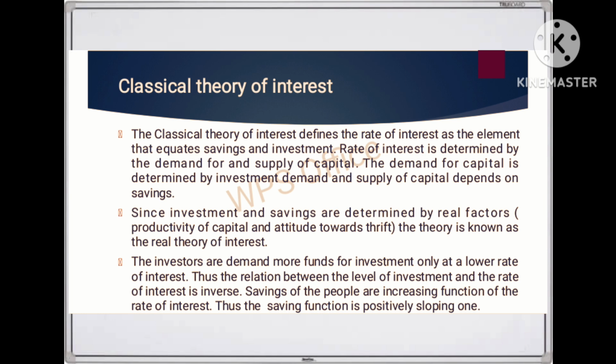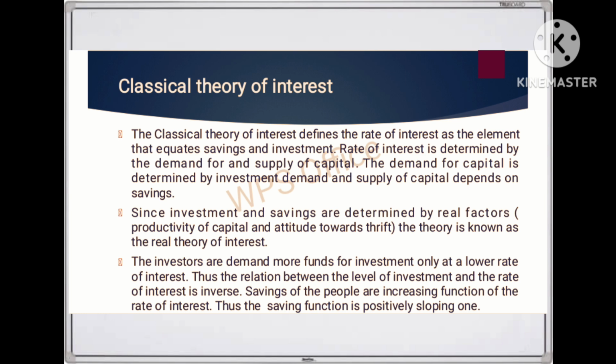Classical theory of interest defines the rate of interest as the element that equates savings and investment. The rate of interest is determined by the demand for and supply of capital. The demand for capital is determined by the investment demand, and supply of capital depends upon the savings. Since investment and savings are determined by real factors such as the productivity of capital and attitude towards thrift, the theory is known as the real theory of interest.